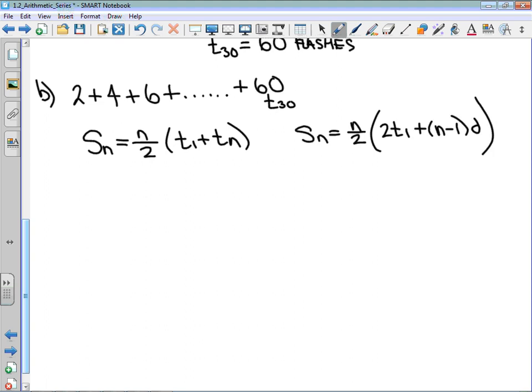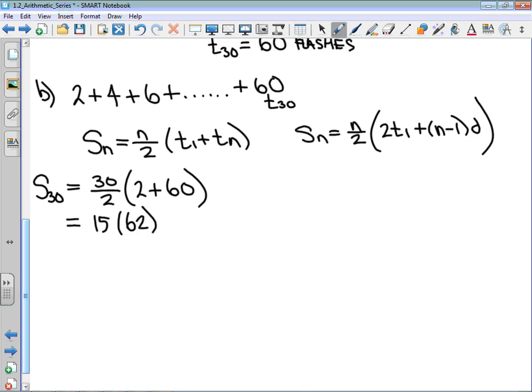Now, for this particular question, there's no real reason to choose one equation over the other, right? I have the common difference, I have the first term, but I also have the last term. And I would like to show you that you get the exact same answer either way. So I'm going to say that the sum of these 30 terms, because there's 30 minutes, so 30 terms, is going to be equal to 30 over 2 times the first term, which is 2, plus the last term, which is 60. This is going to be 15 times 62. I'll do the other formula as well.